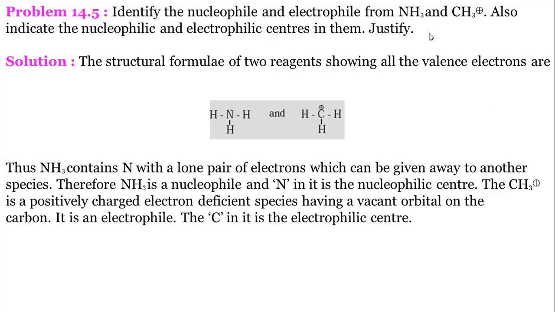Also, a sub-question is given. Also indicate the nucleophilic and electrophilic center in them. Justify. So the answer is given. CH3 plus is a positively charged electron deficient species having a vacant orbital on the carbon. This carbon orbital is vacant because there are no electrons. So it is an electrophile. The carbon is the electrophilic center and the nitrogen is the nucleophilic center.